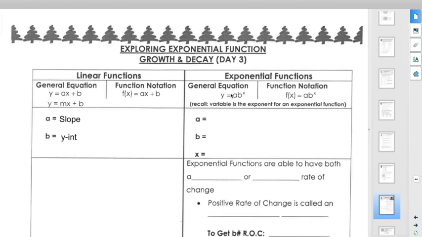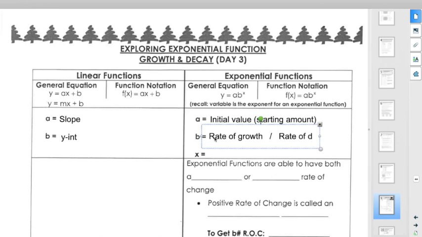The new function, exponential. The general equation is y equals ab to the x. And recall, the variable is the exponent for an exponential function. So x is our exponent. This is also part of our flippable that we saw before, but let's get down these notes again, where a stands for the initial value, or your starting amount. Okay. B is either your rate of growth, or it's your rate of decay.